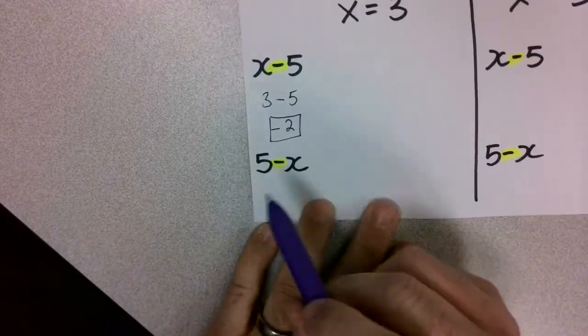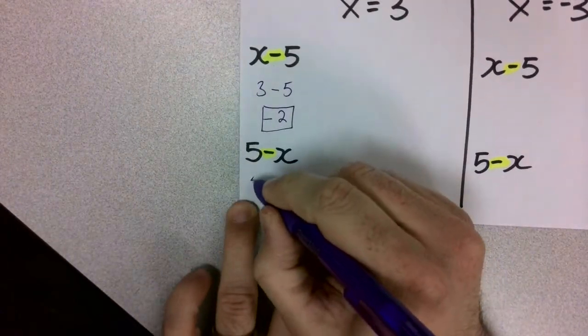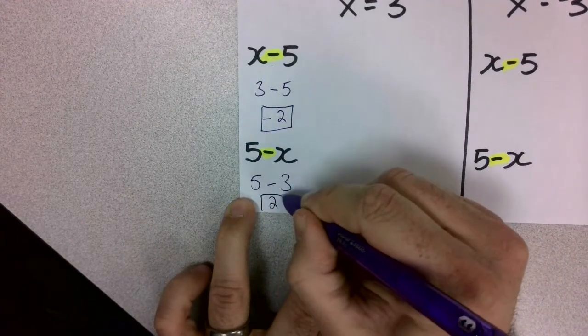What if I have it the other way? What if I have 5 minus x? Again, I substitute my value in, so 5 minus 3 in this case would give me 2.